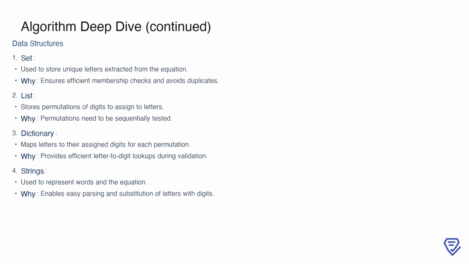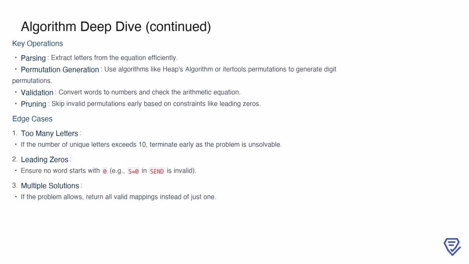A dictionary is another critical data structure, as it maps each letter to its assigned digit during a specific permutation. This mapping allows for efficient letter-to-digit lookups when validating the equation. Finally, strings are used to represent the words and the equation itself. Strings make it easy to parse the input equation and substitute letters with their corresponding digits during the computation and validation steps. The solution relies on several key operations.